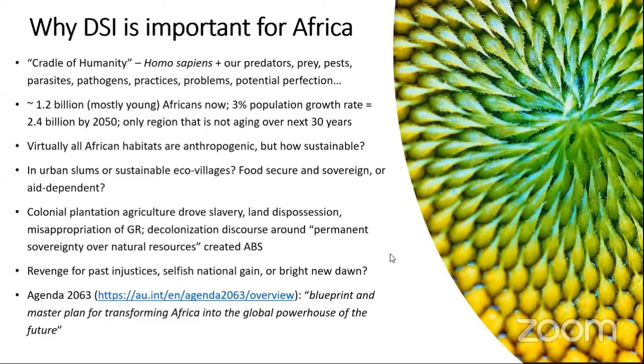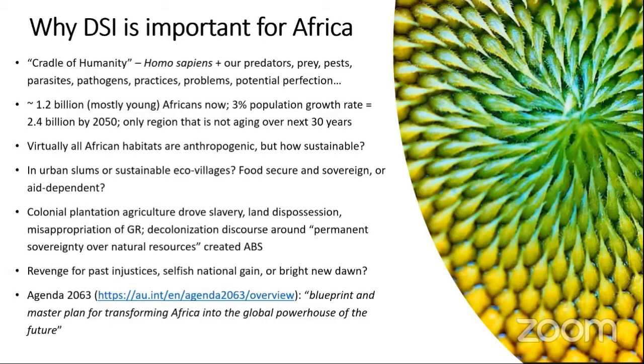Also, there's a question about how this African population is going to be accommodated. Where will we live? Will we live in slums? Will we live in eco-villages? What will happen to rural people? What will happen to environments and habitats under the pressure of population growth? How can we deal with that?